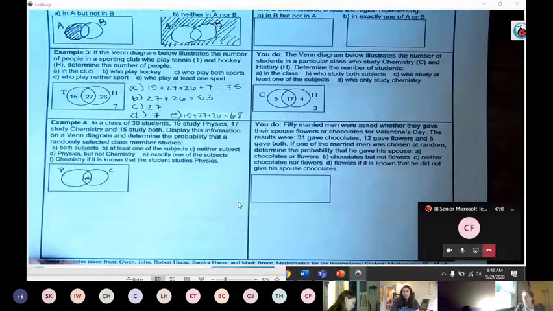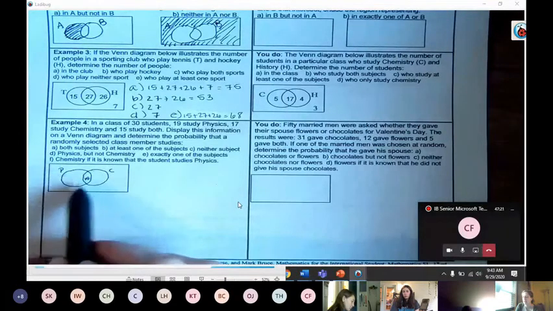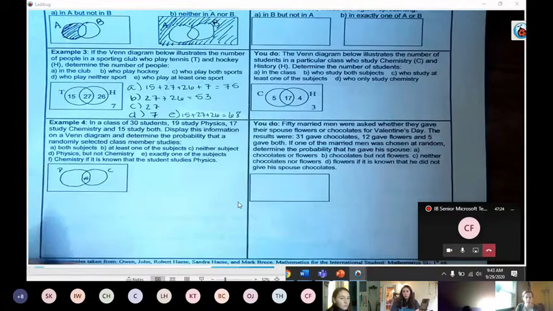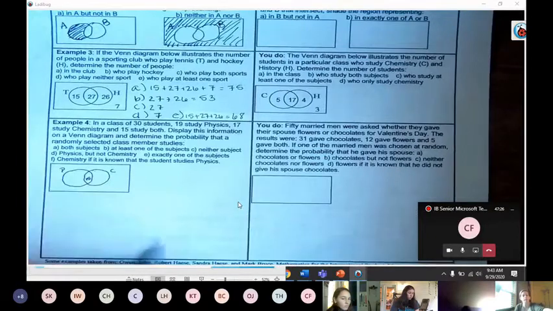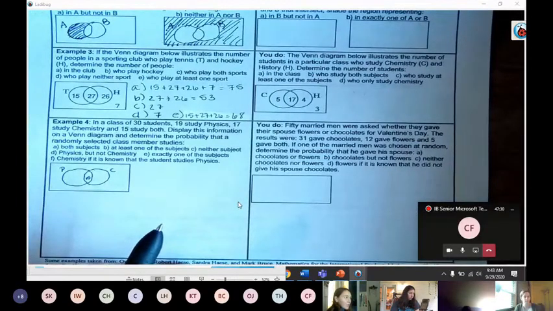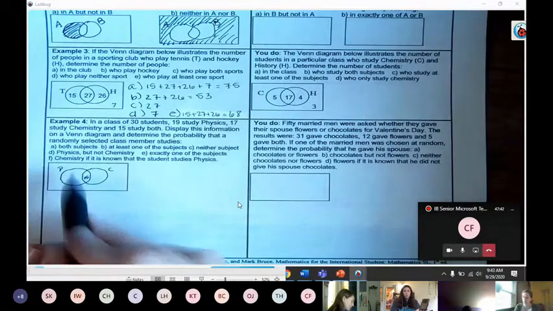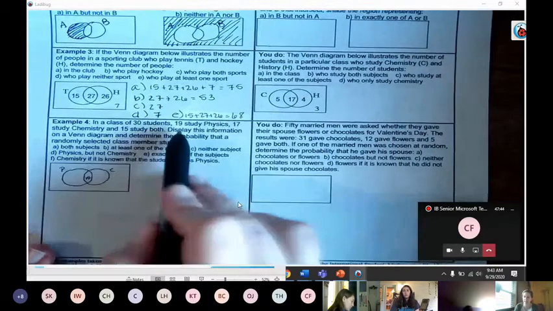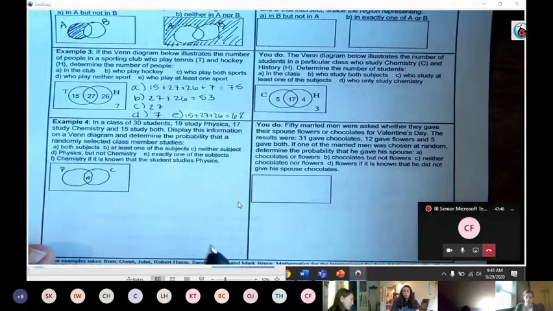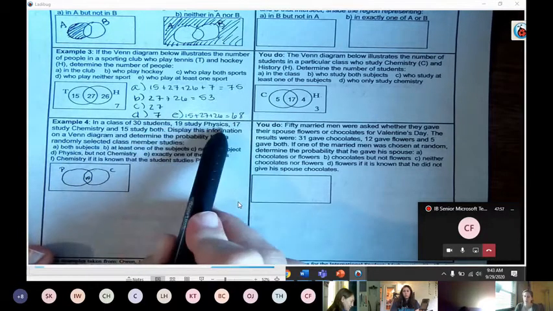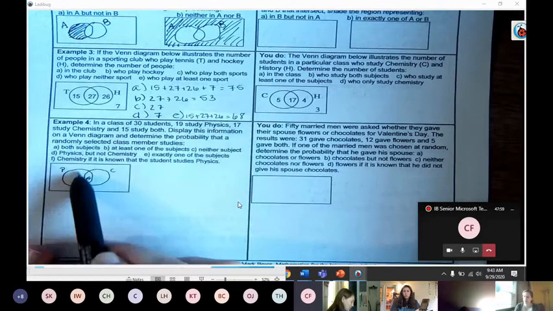We know that 15 of them should be in the intersection. If we have 19 in the physics circle entirely, what number needs to be right here in physics only? How many students are just in this physics only section? There were 19 total, there are 15 in the intersection. Yes, so there are 19 students who study physics.